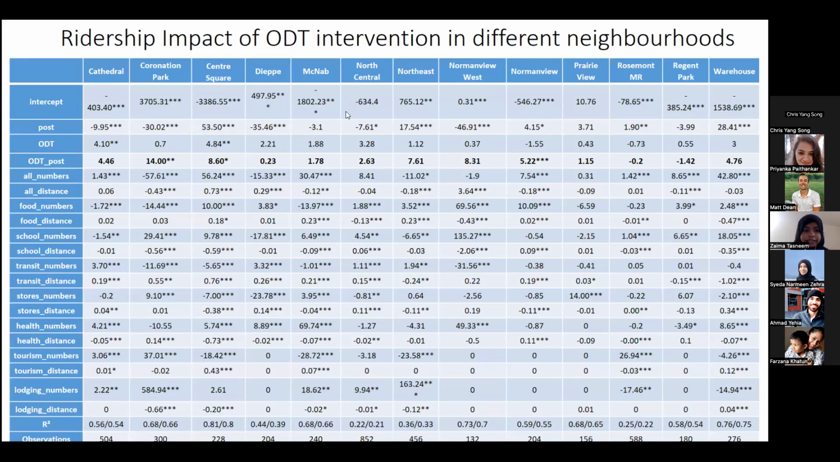So here is the whole analysis result for each of the neighborhoods in Regina that was implementing the ODT service. And this is the result that we are looking for. As you can see, almost all of the neighborhoods give a positive coefficient, meaning that the ridership has improved due to implementing this on-demand service, except for two regions, Rosemont and Regent Park, where we see a negative coefficient.